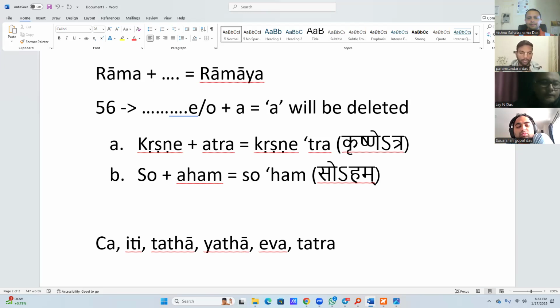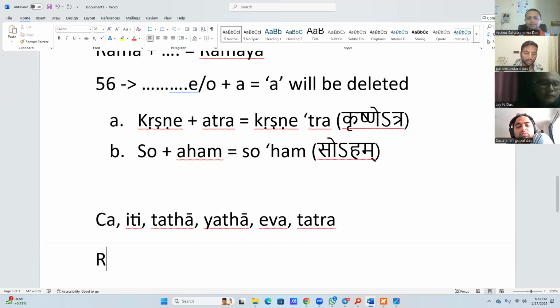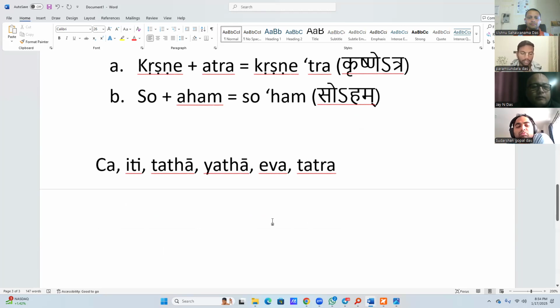They never change. For example, we just saw how a word like Rama will have different forms, like Ramaya, Ramena, Rame, ityadi. So those are not avyaya shabdas because they have different forms. They change. But these words, you will never see them in a different form. You will never see tatra like tatram or tatrena. No. Tatra is tatra. Yatha is yatha. Ityadi.